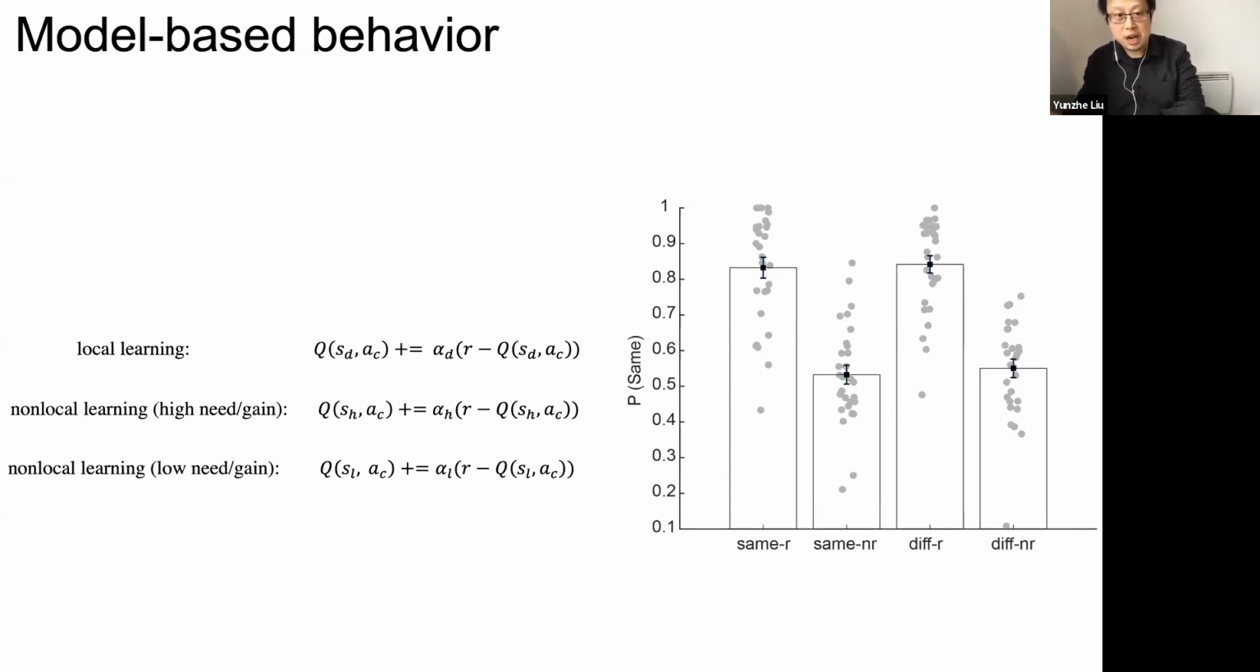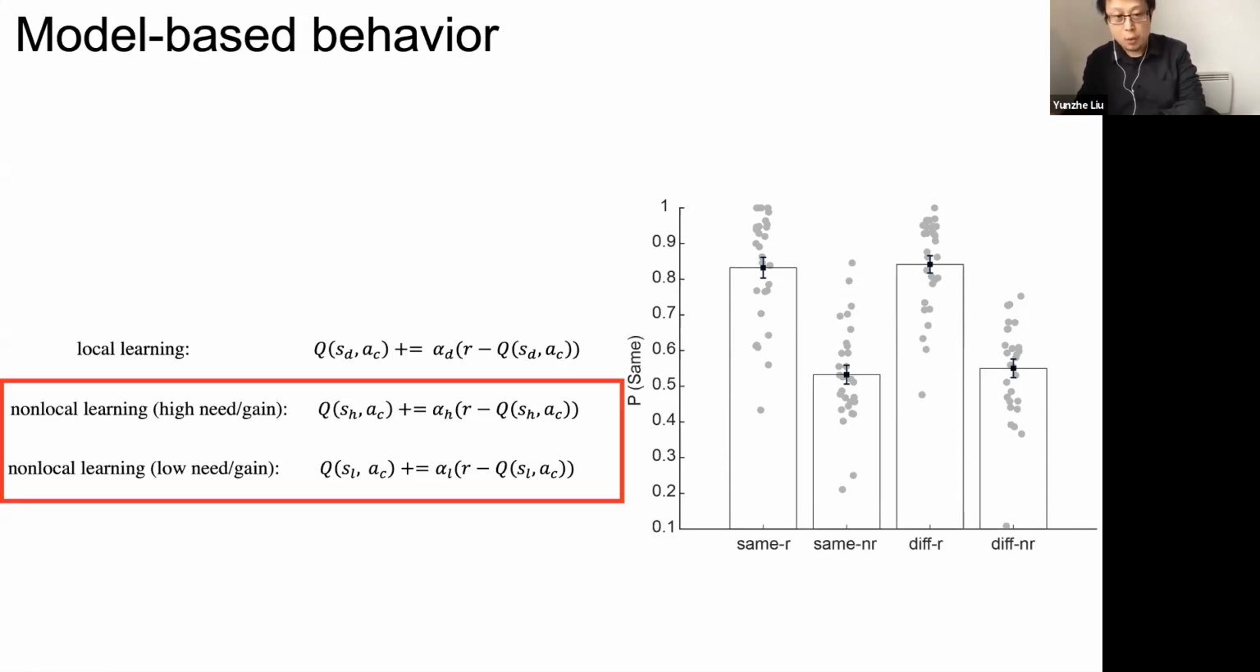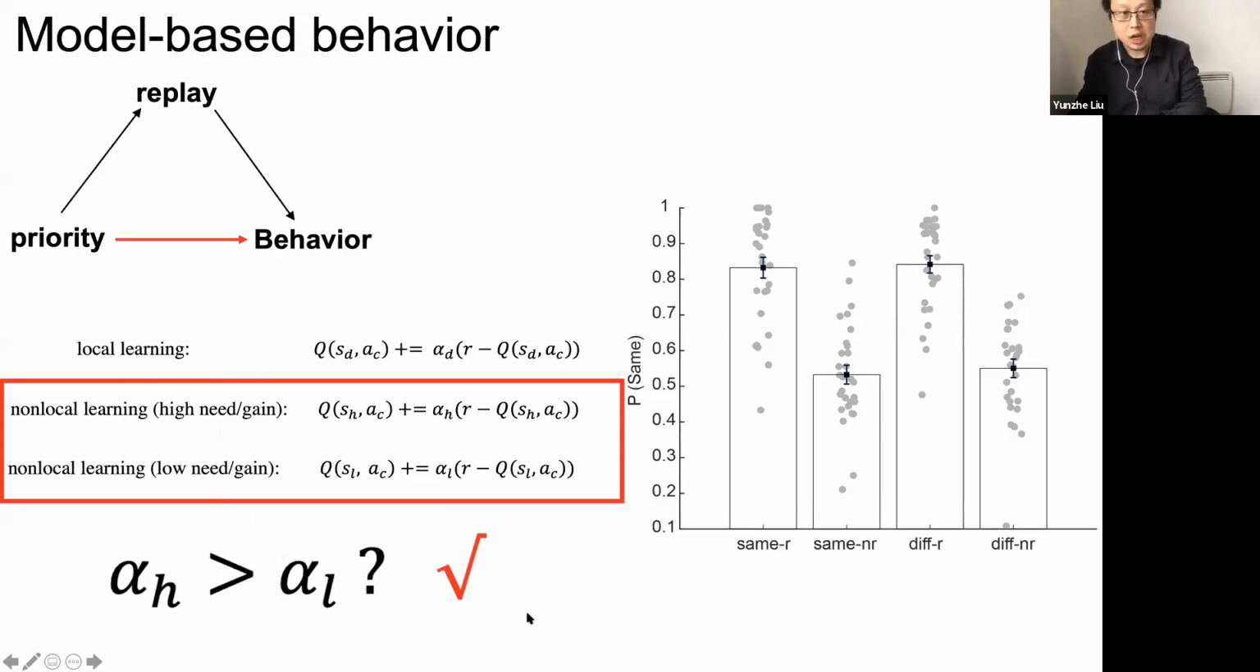Then we ask a second question. In the model-based behavior, do we see prioritization? We can further separate each of the non-local paths as high need versus low need, or high gain versus low gain. If we compare the learning rate of the high priority versus the low priority, we see indeed a significantly higher learning rate for the high priority path versus the low priority. So this establishes the first line of this triangle, i.e. the behavior, i.e. there is prioritization in behavior.